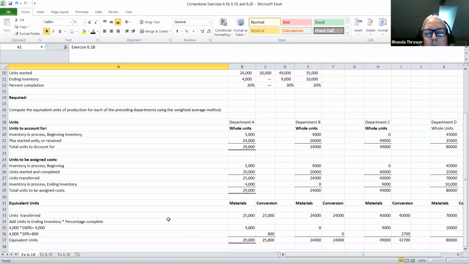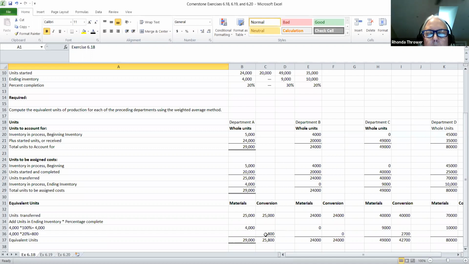Now the ending inventory, we had whole units at 4,000. So all the materials have been added to the ending inventory units. So all 4,000 get materials. But you have to determine the equivalent units for conversion of the ending inventory units.